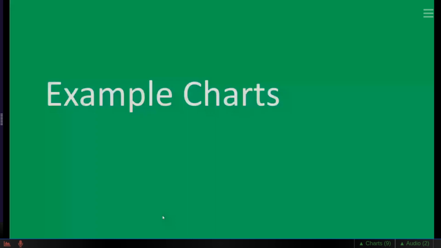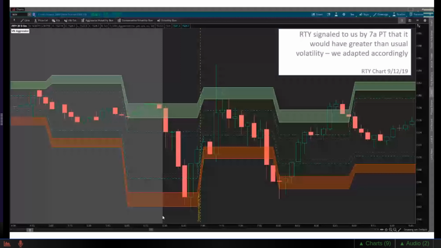So now let's look at example charts, and we'll start off with how we start every one of our nightly videos, in which we talk about which volatility box we should use. So here, for example, we have a chart of the Russell.